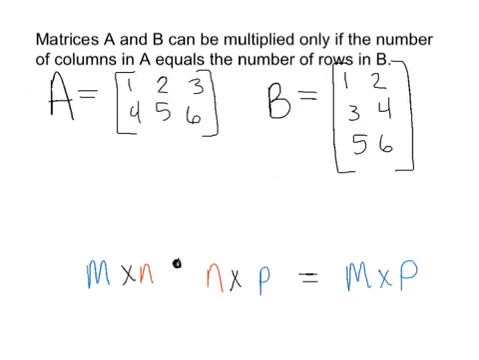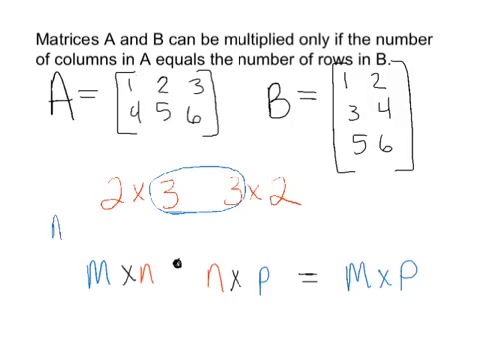Matrices A and B can be multiplied only if the number of columns in A equals the number of rows in B. So here we have A, which is a 2 by 3, and B, which is a 3 by 2. That just means that these numbers need to match, and that gives us our new equation. Let's do A times B equals C. C's dimensions are going to be a 2 by 2.